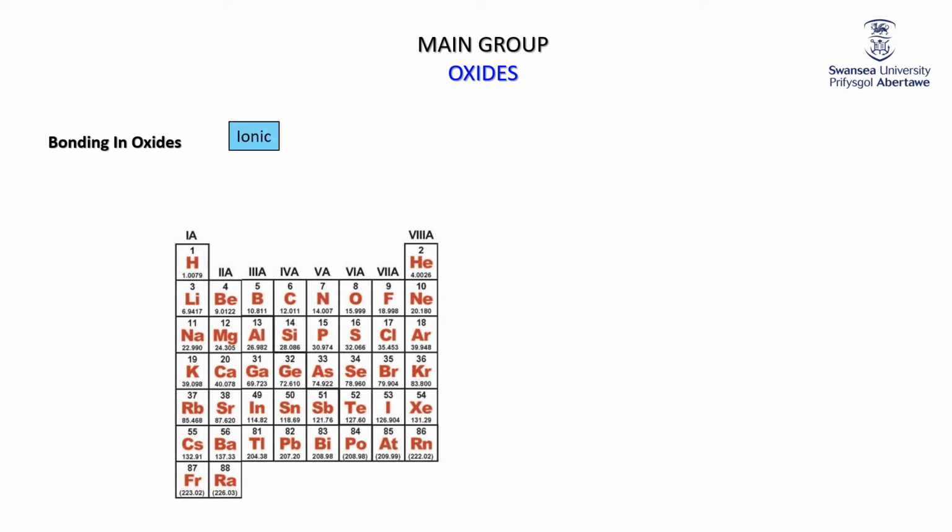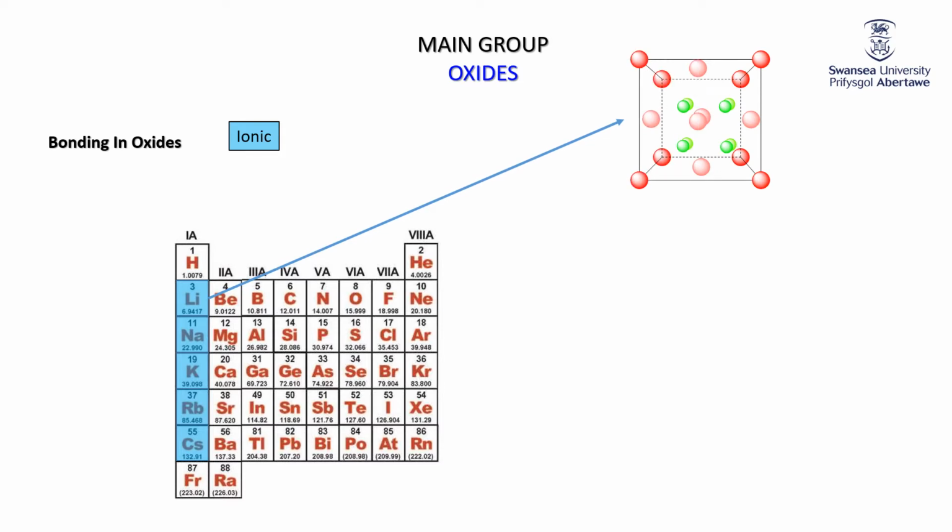Bonding can be ionic. In other words, you have a metal cation and then O2 minus usually, although there are some other exceptions, as the anion. And of course alkaline metals, just about everything they do is ionic. Here's an example of what lithium oxide looks like. The red balls are oxygens. They crystallize in a face-centered cubic cell.